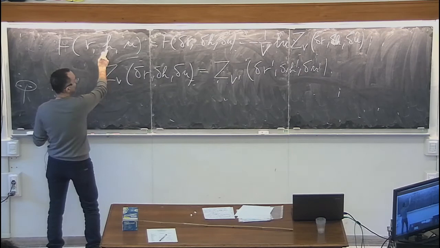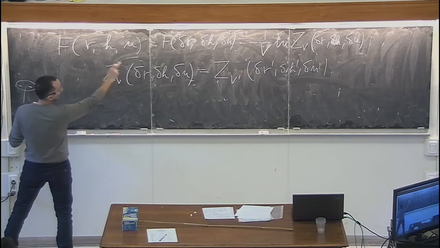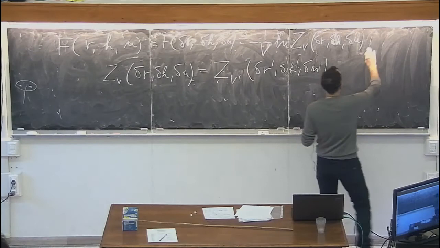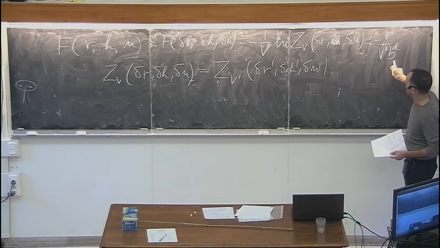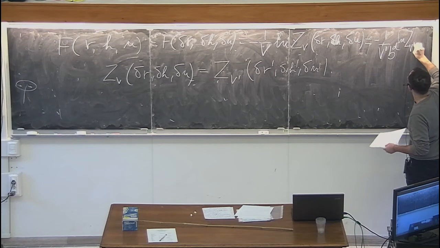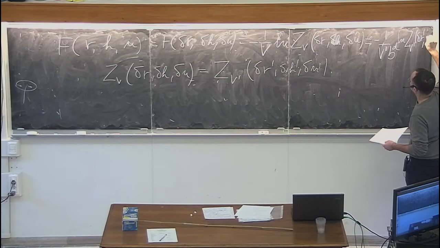So let's go back to the free energy density because that's the relevant quantity. So this is minus 1 over V log Z_V. This can be written as equal to minus 1 over V prime. Let me assume that we use a blocking B. And here we have log Z_V prime. We write it delta R prime, delta H prime, delta U prime.